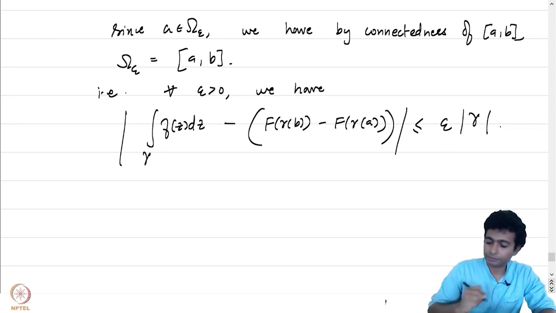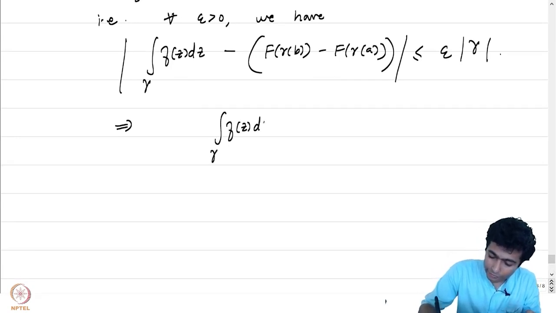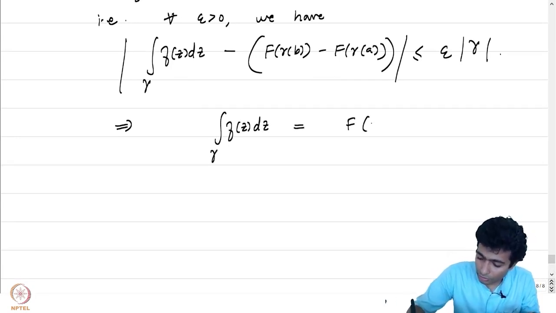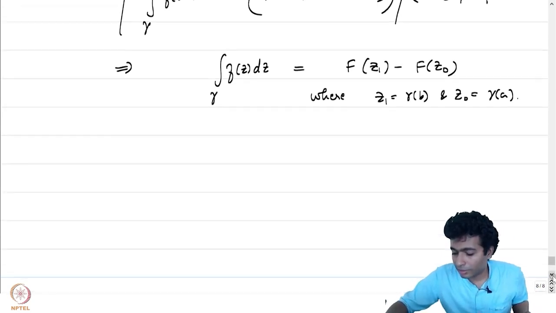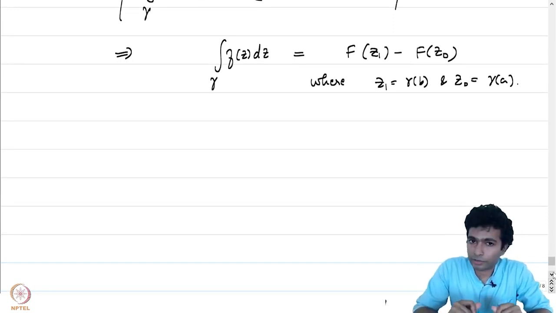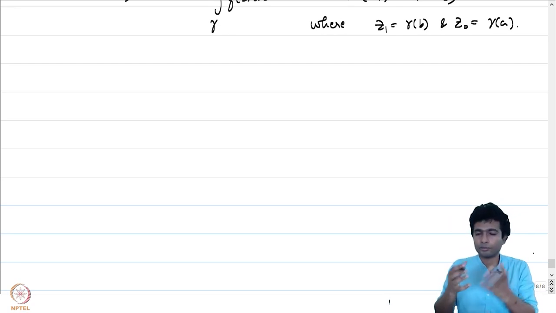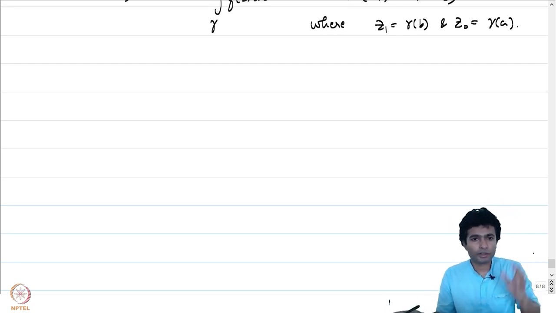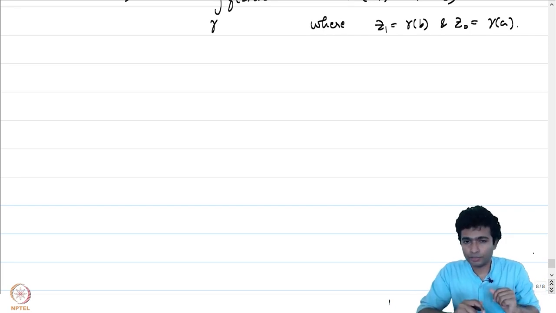We have concluded this. That tells us that, because our choice of epsilon was arbitrary, the integral of f(z) dz is equal to f(z1) minus f(z0), where z1 is equal to gamma(b) and z0 is equal to gamma(a), and this is precisely what we had set out to prove. So, even in the case when our curve gamma is rectifiable, we do have the first fundamental theorem of calculus. It is quite powerful in the sense that it helps us in computing the integral of functions whose antiderivative is already known over rectifiable curves. So, let us look at some of the nice applications of the first fundamental theorem of calculus.